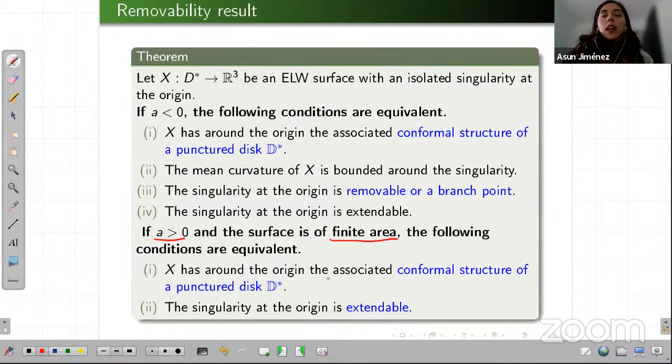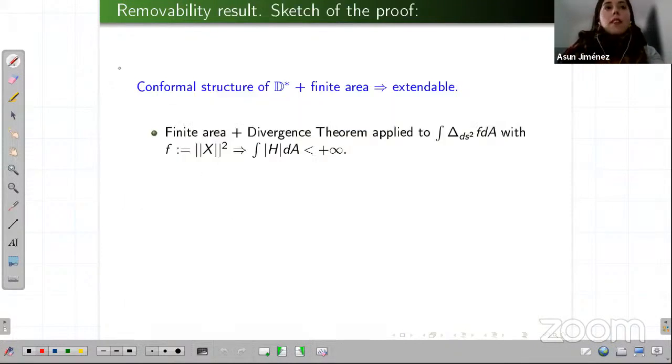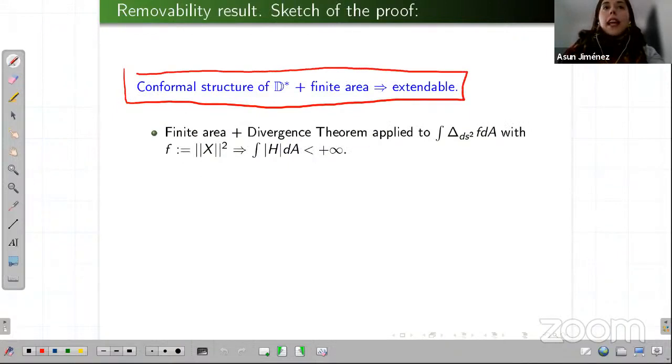So I'm not going to prove every detail here, every correspondence in this theorem, but I want to give the idea of the proof of a corollary. The corollary is the following. This corollary does not depend on the sign of A. This is for any A and B. So if you have the conformal structure of a punctured disk and the area of your surface close to the singularity is finite, then the singularity is extendable.